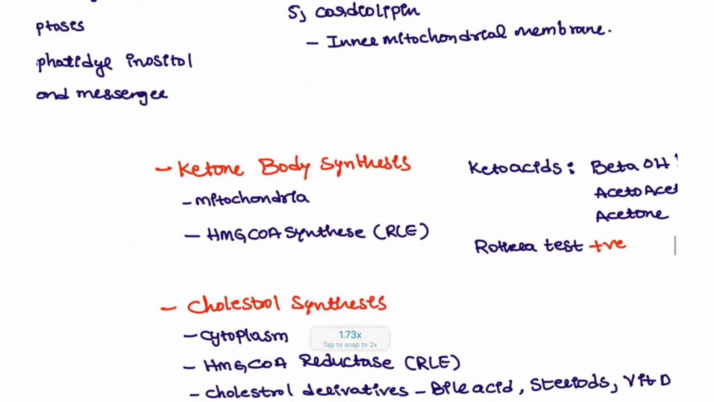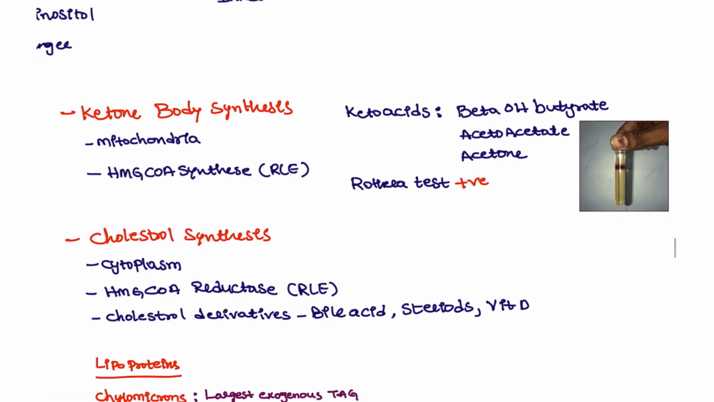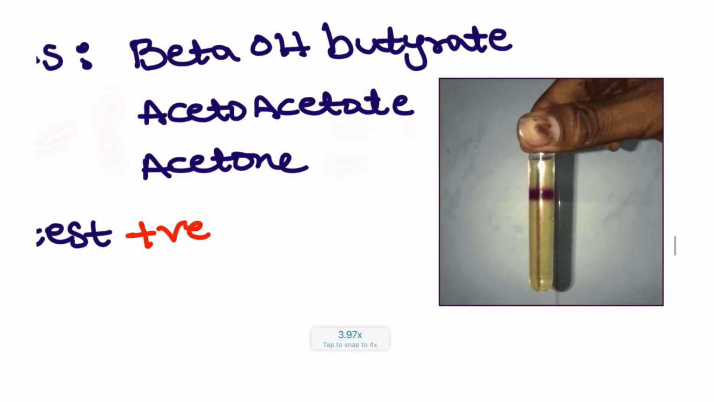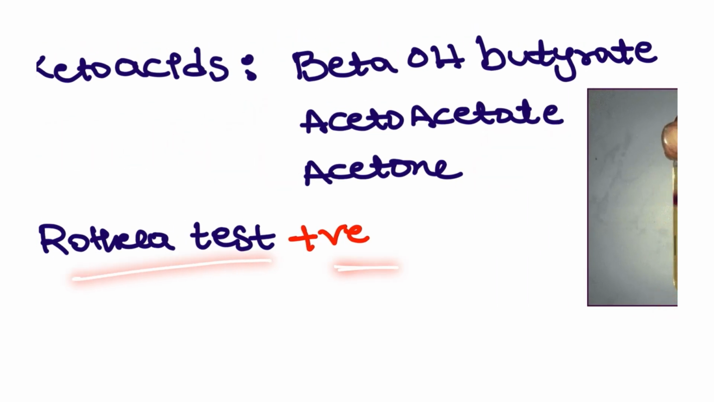Next, things that you have to take note of: ketone body synthesis. This occurs in the mitochondria, and the rate limiting enzyme is HMG-CoA synthase. What are the keto acids involved here? Beta hydroxybutyrate, acetoacetate and acetone. Remember one thing, these are the pure ketones. If you test these ketones in the urine, you are going to see it positive. This purple color discoloration in the urine is due to the Rothera test being positive for ketone bodies.